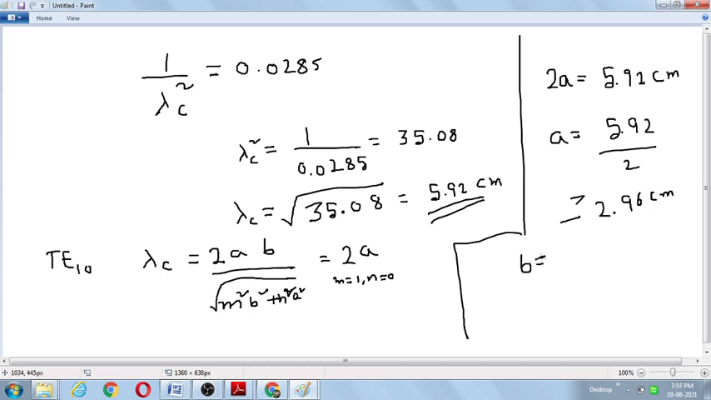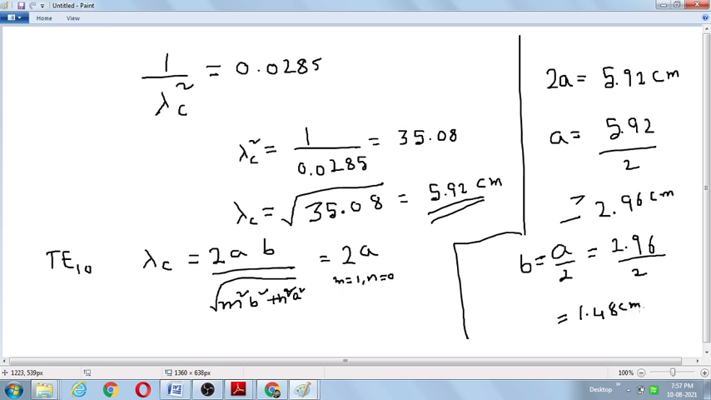a by 2, especially in dominant mode. b is equal to a by 2. Dimensions are designed in this manner. So small b is equal to 2.96 divided by 2, so that is equal to 1.48 centimeters. These are the rectangular waveguide dimensions.